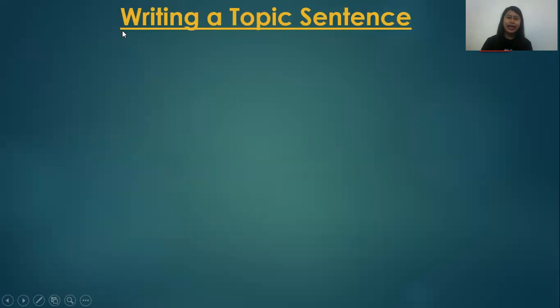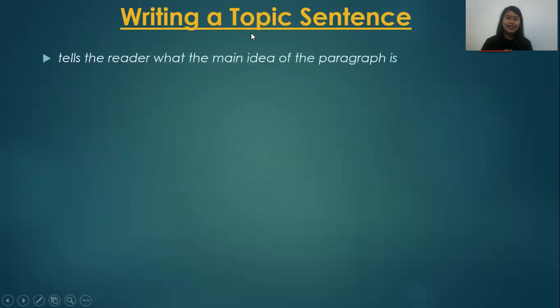Now let's look at writing a topic sentence. But first, what is a topic sentence? It is a sentence that tells the reader what the main idea of the paragraph is. That is why it's more effective to write it in the first sentence of your body paragraph. So let's take a look at other examples.